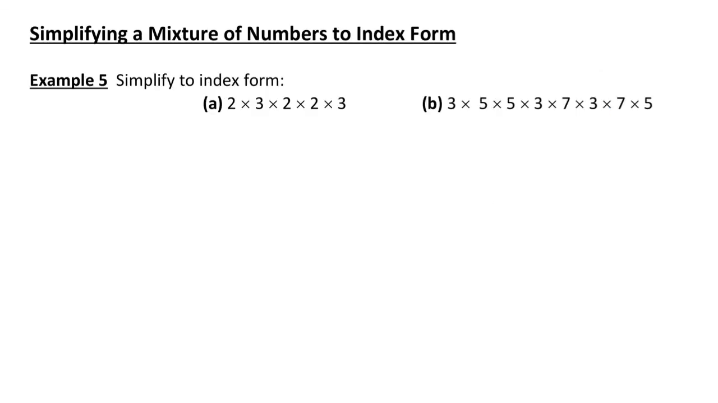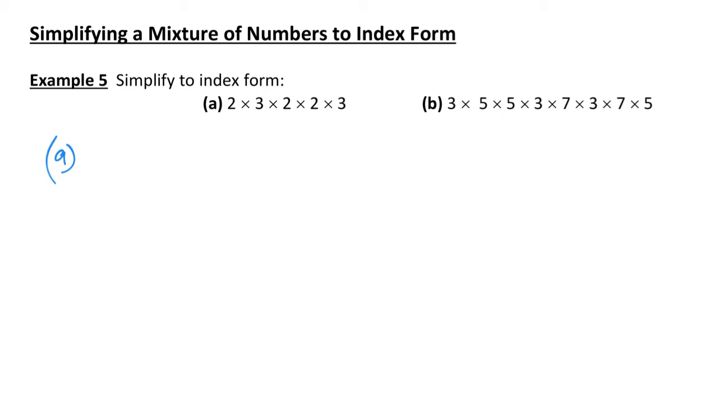Simplifying a mixture of numbers to index form. So whenever we've got different numbers, we can only group them up in terms of the same base, the base being the big number. So it's really good practice in these for us to write them out in numerical order.